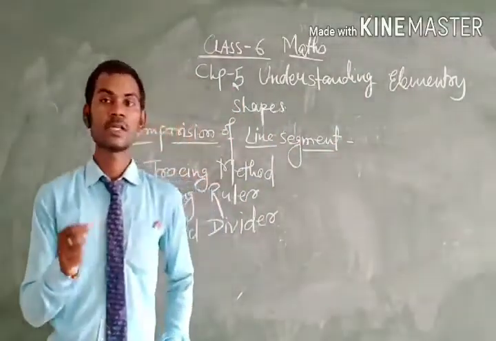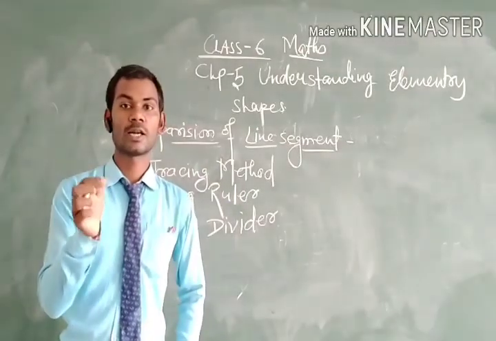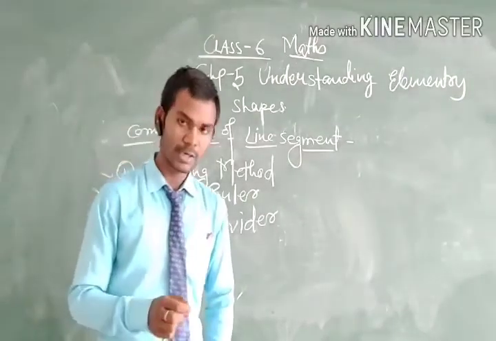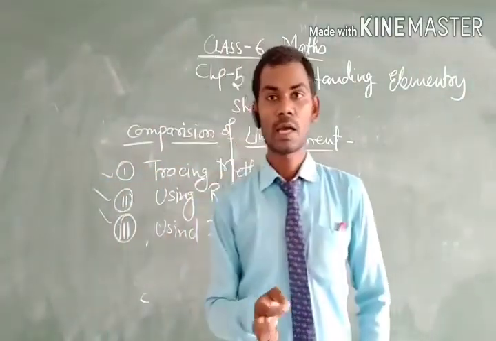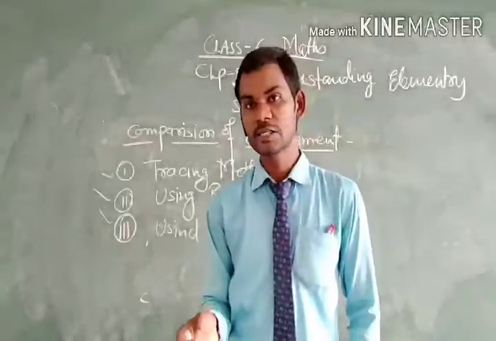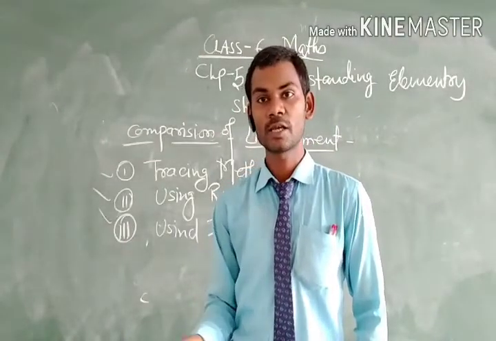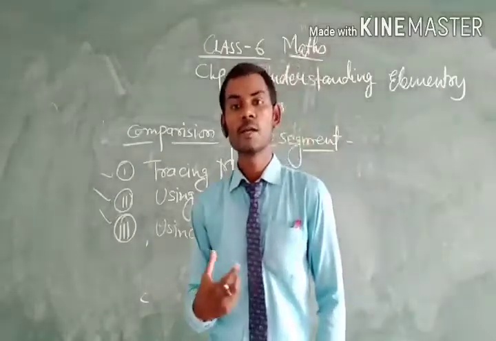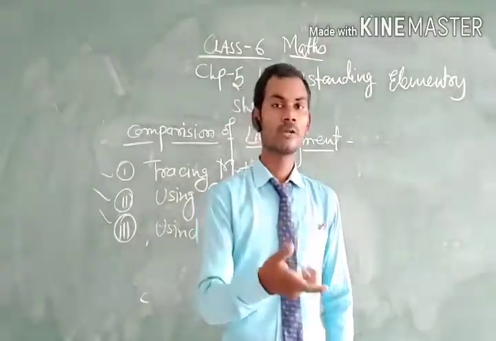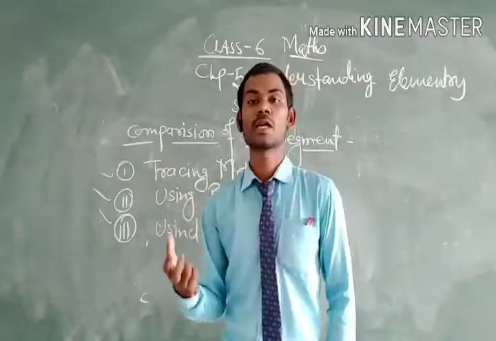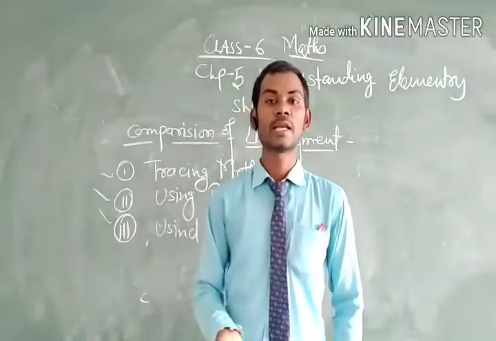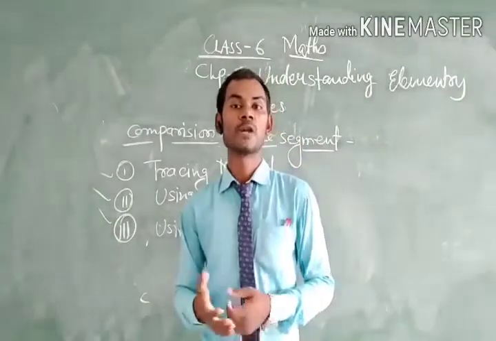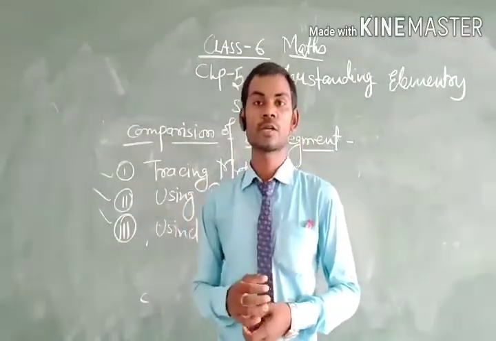In this method, just suppose that a line is given and we trace another line beside the given line, and then we measure the length of the line segments using a ruler, and then we can justify which line is longer or which line is smaller. This is the first method of comparison.